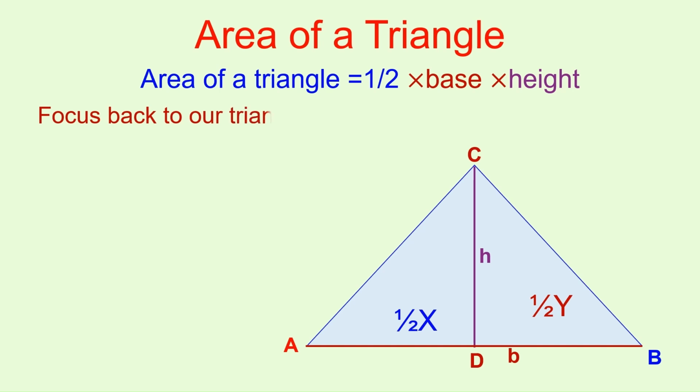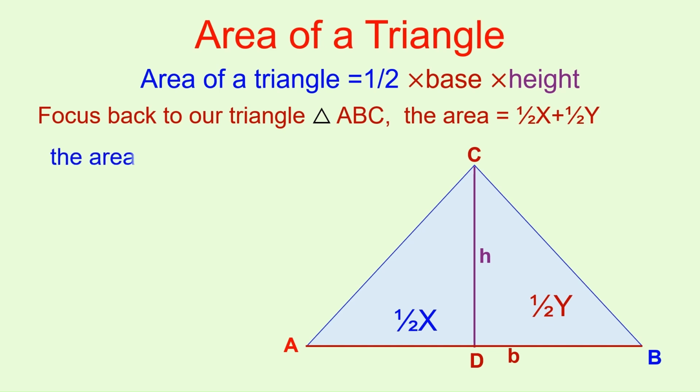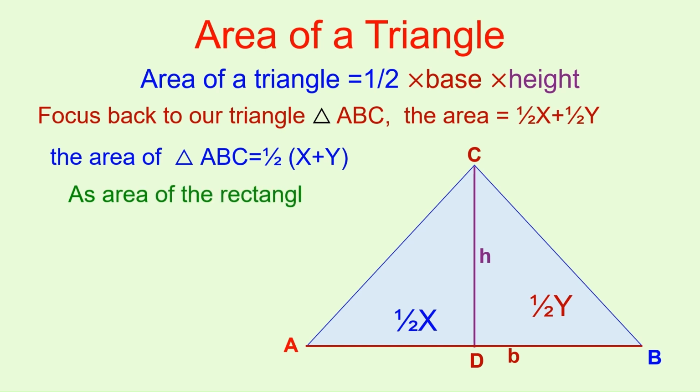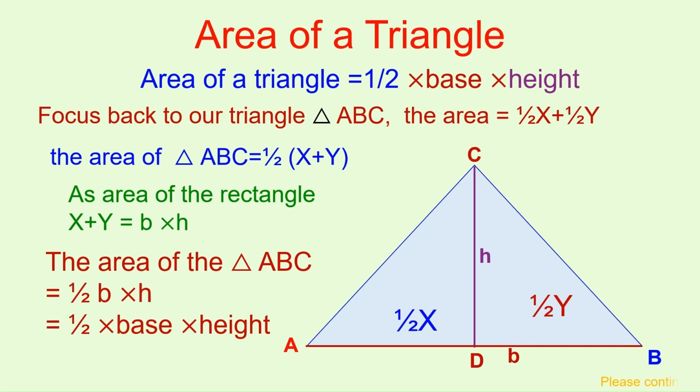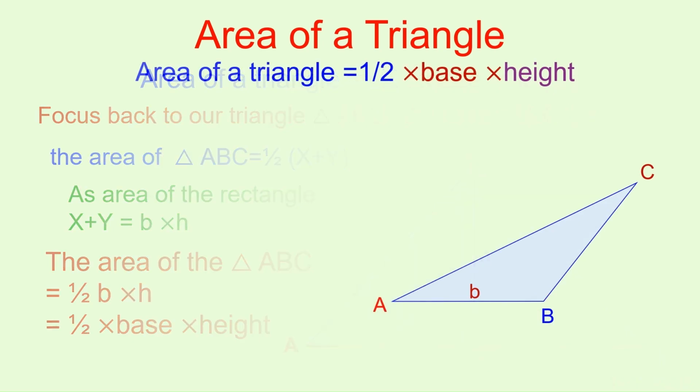Back to our triangle ABC, the area equals 1/2 of X plus 1/2 of Y. Therefore, the area of triangle ABC equals 1/2 of X plus Y. As the area of the rectangle, X plus Y equals B times H. The area of the triangle ABC equals 1/2 times B times H equals 1/2 times base times height.